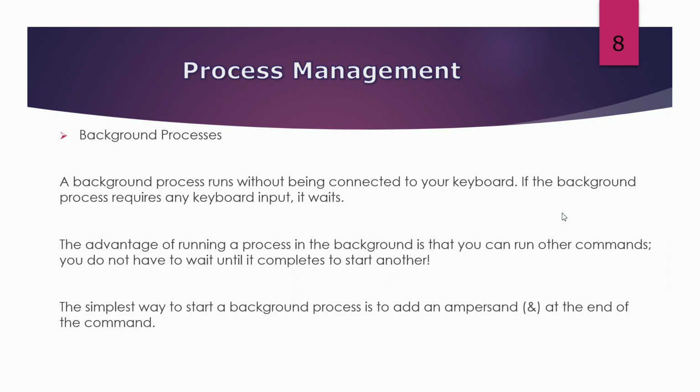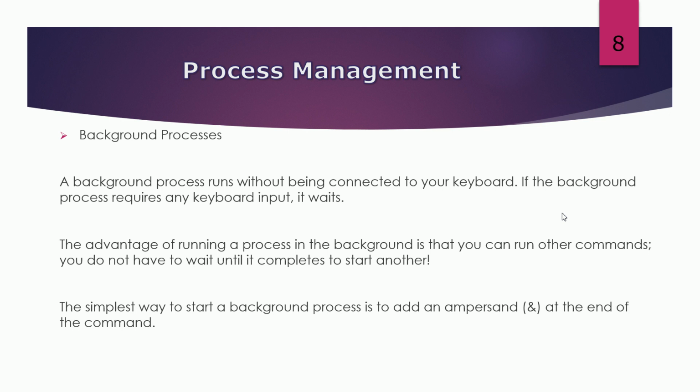How can we start the job manually? Simple, you have to use an ampersand at the end of the command. So the background process runs without being connected to your keyboard. Here you have to simply type the command and at the end you have to put an ampersand. What will happen is the job, your program, your script, whatever, will be started in the background. And after that, you will again get the prompt so that you can type any other command as well.